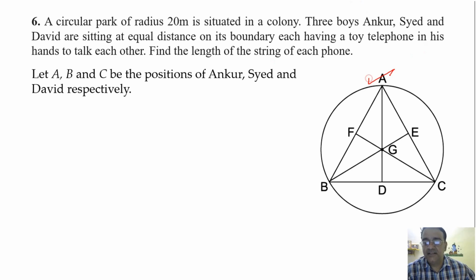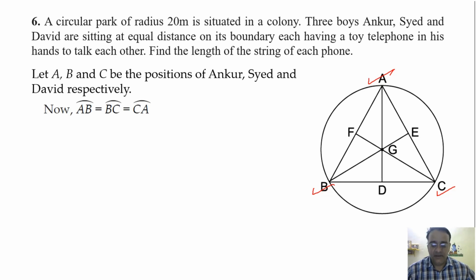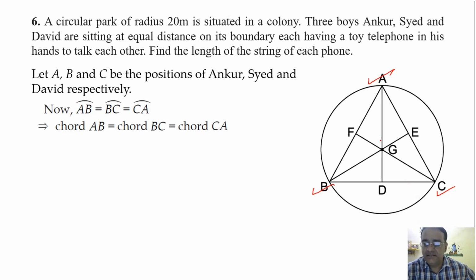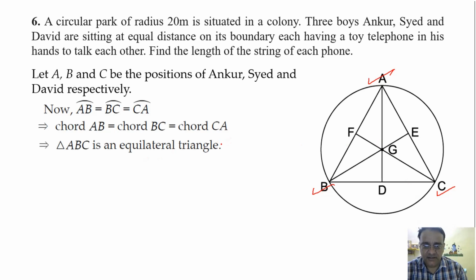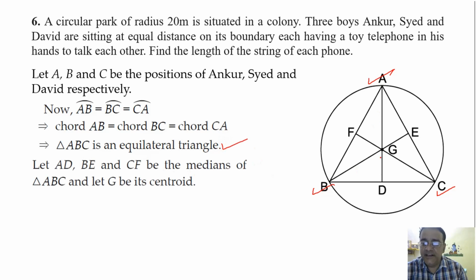Let A, B, C be the positions of the 3 friends, Ankur, Said and David, and their distances are equal. That means AB is equal to BC is equal to AC. So which type of triangle is ABC? Equilateral triangle, because all 3 sides are equal, right? Now AD, BE and CF are the medians.